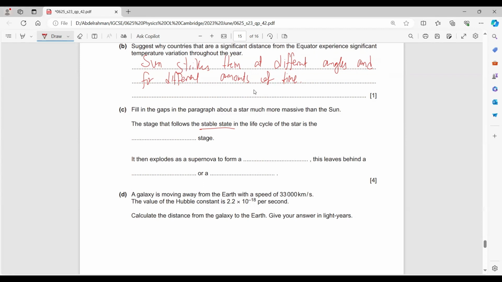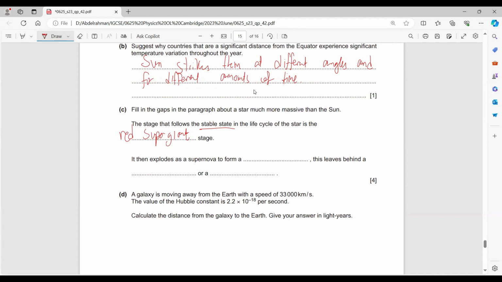Red giant? Can you say red giant? Or red supergiant? Supergiant. You must say that it is a red supergiant. Why? Because smaller stars, such as our sun, will eventually become red giants. But massive stars will become red supergiants.